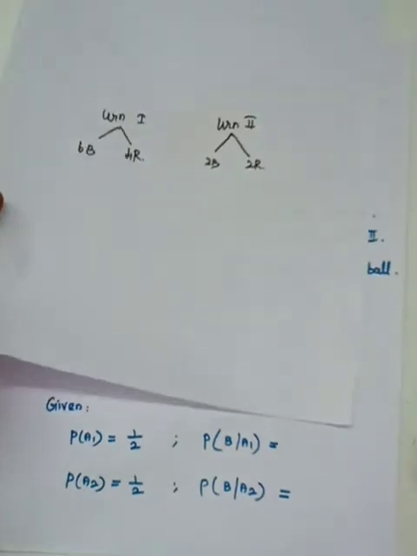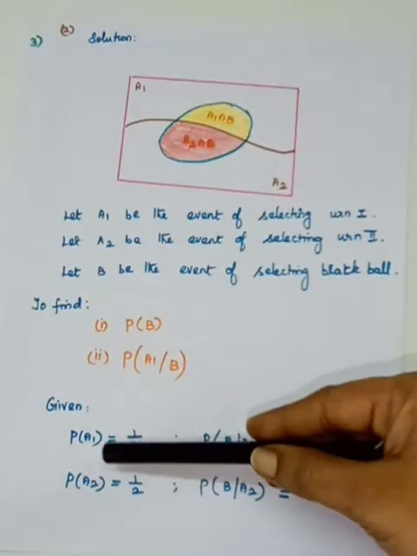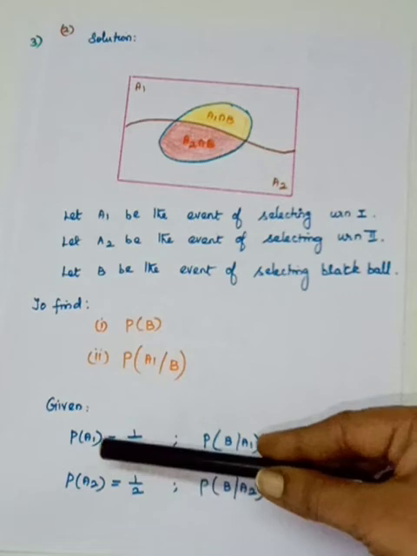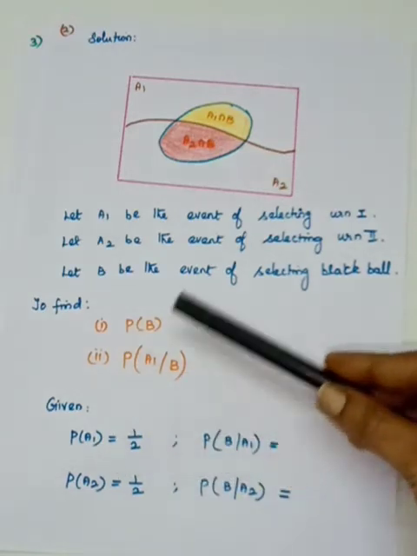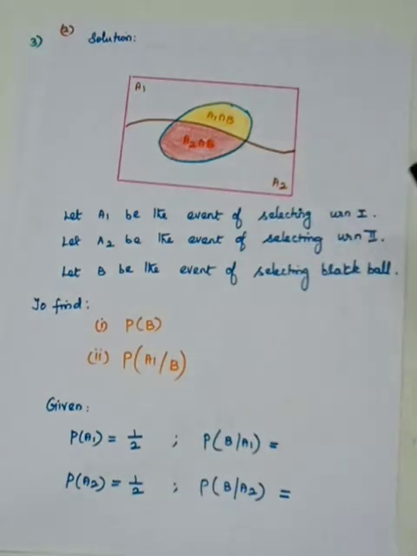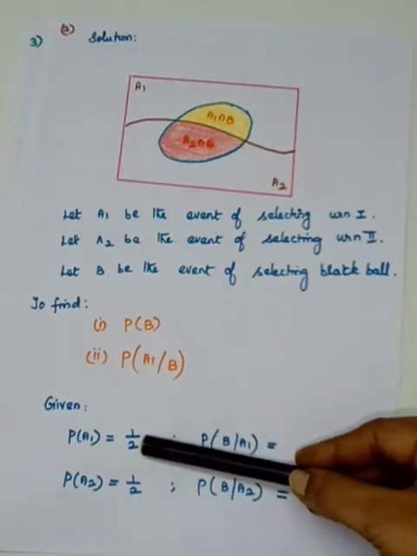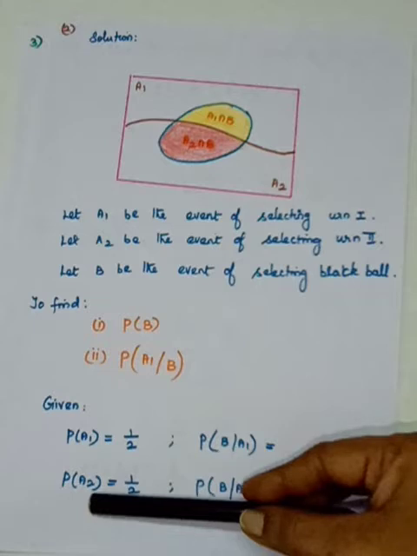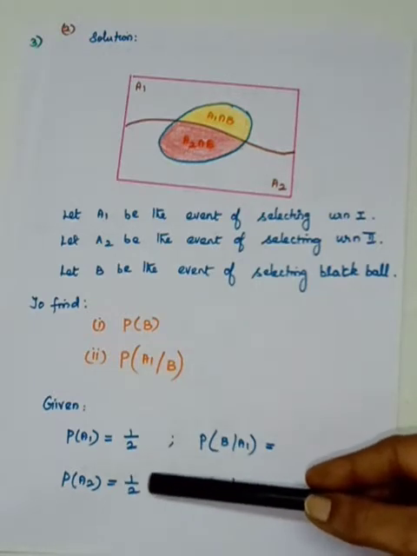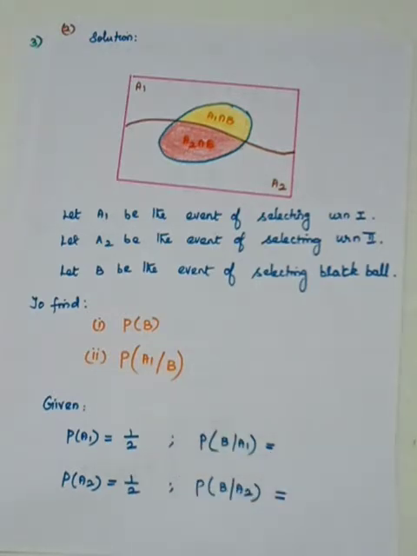So see now, first we have to find out P of A1. What is P of A1? A1 is the event of selecting urn 1. So 2 urns you are having, from that you have to select one. So the chance of selecting the first urn is 1 by 2. In the same way, P of A2 is also 1 by 2. Why is it 1 by 2? There are 2 urns, so to select the second urn, the chance is 1 by 2.